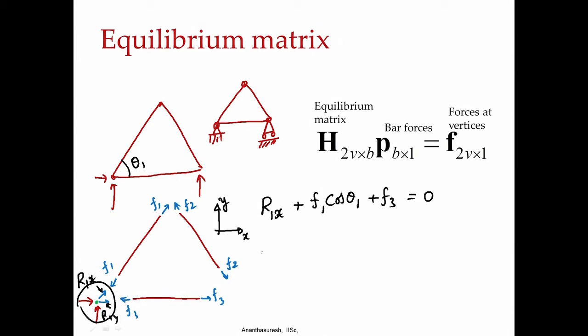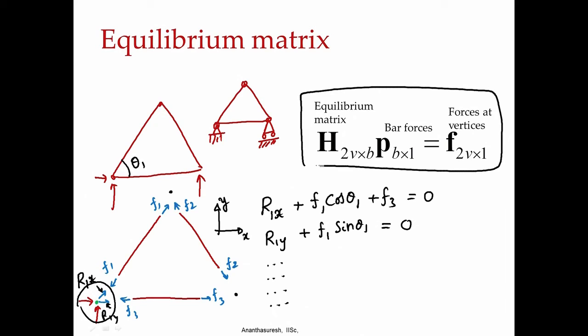Similarly, I can write in the y direction, I have R1y, and I will have F1 sin theta 1, the vertical component of F1 at that vertex, and then I do not have anything else, equal to 0. Those are the 2 equations. Similarly, I can write for this vertex and that vertex, I get one more equation, one more, 4 more equations, right. They can be put into the form of a matrix, which is what is shown here.